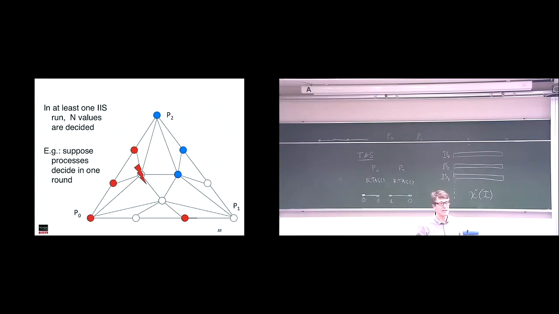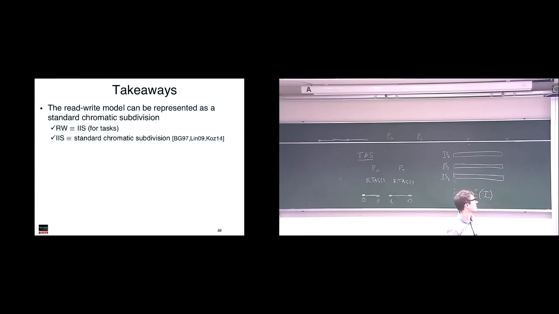Yeah, fully colored means that you decided all possible input-output values which were proposed. So you propose n values, you decide n values, and the properties of set consensus are violated, because set consensus says that the number of output values should be smaller than the number of input values. So this is, at a high level, what we learned so far.